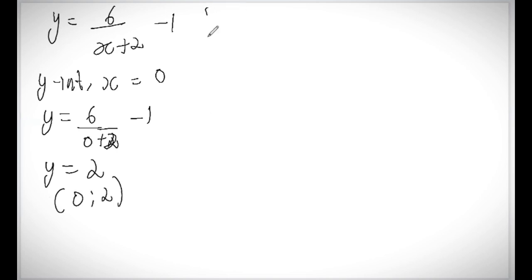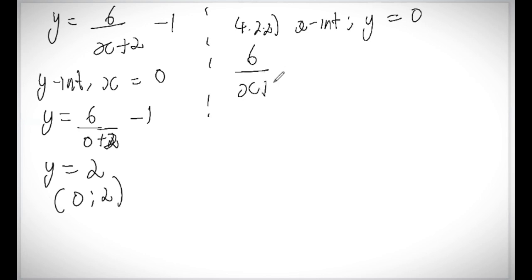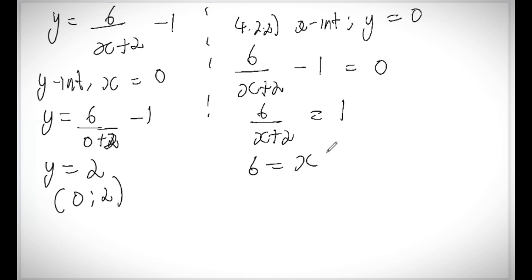Now the next question is asking us to calculate the x-intercept. So for the x-intercept, we know that we make y 0. So we're just going to go here and say 6 over x plus 2 minus 1, then equate that to 0. Then the first thing that we need to do, take the number here, transpose it over to the right-hand side. Then we have equal 1, cross multiply here, so we'll get 6 is equals to x plus 2.